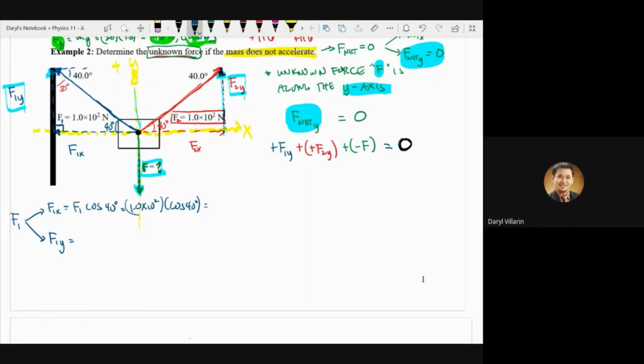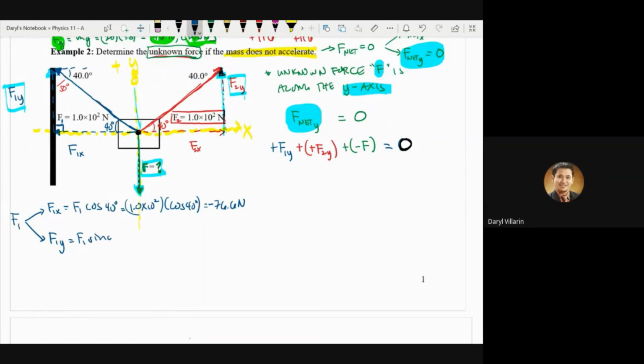That would be 100 times cosine of 40 degrees. Oops. Cosine 40 times 100. So that's around 76.6. But this should be negative because the direction is to the left. However, it doesn't matter in this particular case because you're just going after the y component.